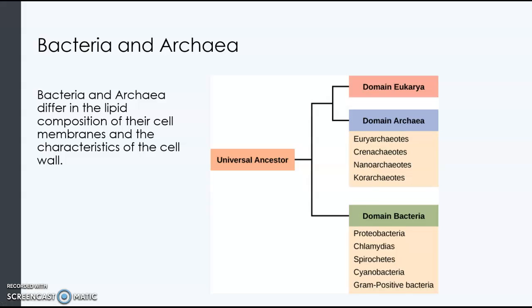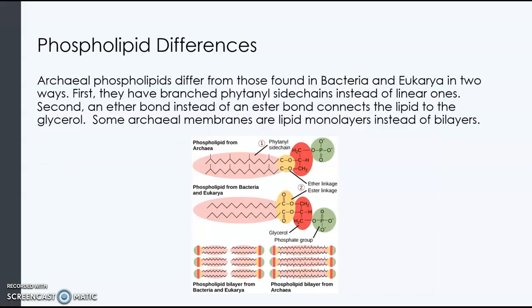And they differ in their cell membranes and some characteristics of their cell wall, as well as other characteristics like their ribosomal RNA. But anyway, we won't talk that much about the different groups of Archaea, but we will look at the different groups of bacteria. We'll learn the proteobacteria, the chlamydias, the spirochetes, cyanobacteria, and gram-positive bacteria. These are the same groups that are in your lab manuals for this week.